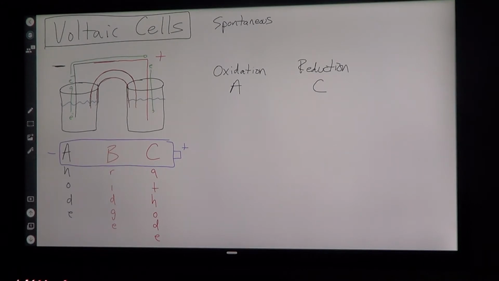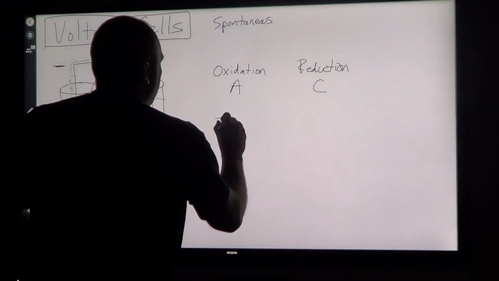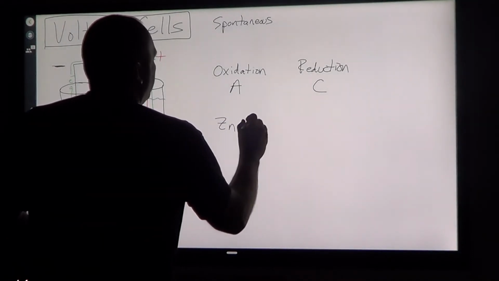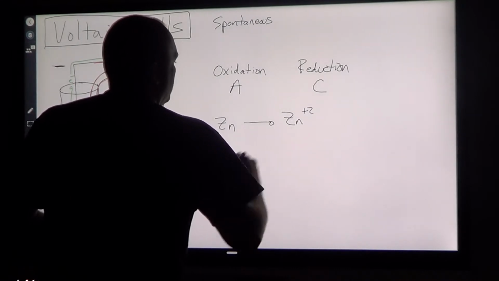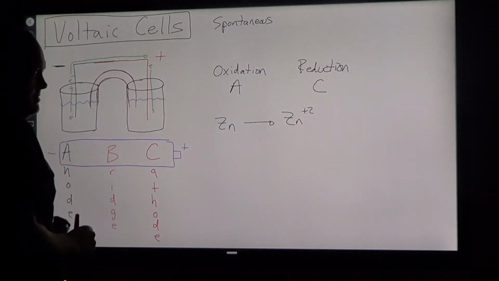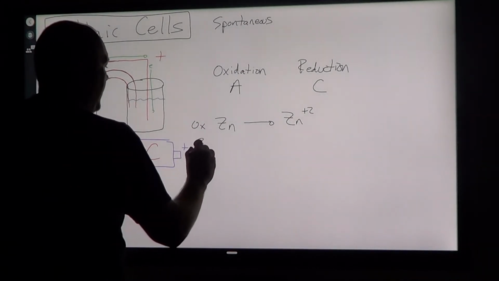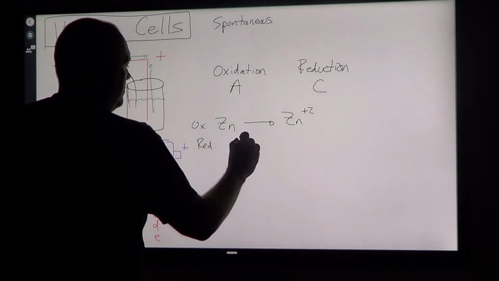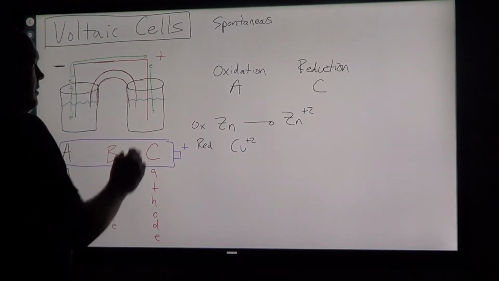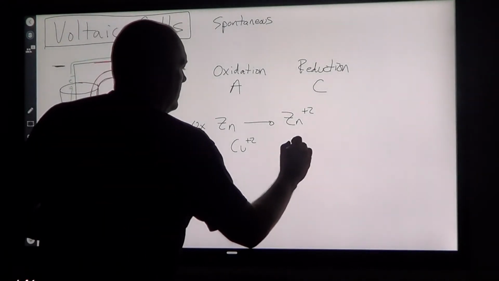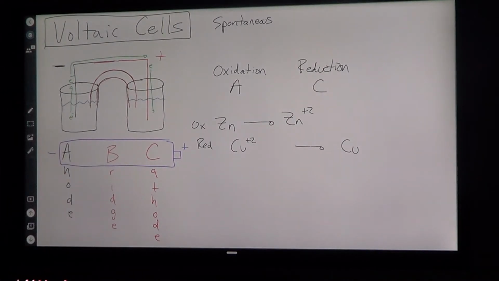Okay, so an example of this would be, we could have zinc becoming zinc plus 2 at the anode. So that would be our oxidation. And on the other side, we could have copper that was dissolved in the water on the right-hand side, reduce back to pure copper.